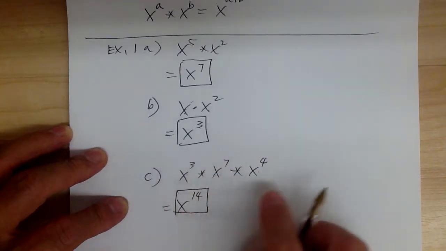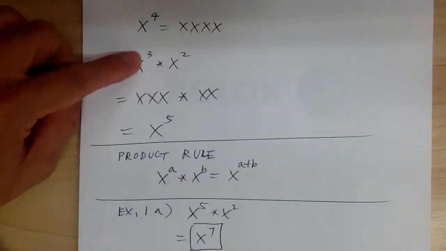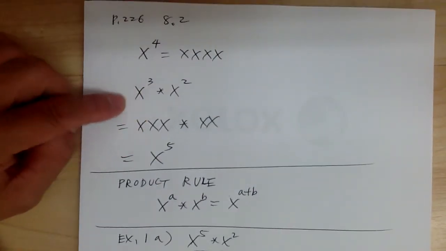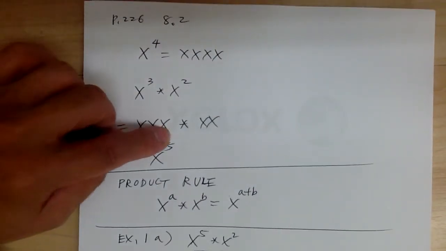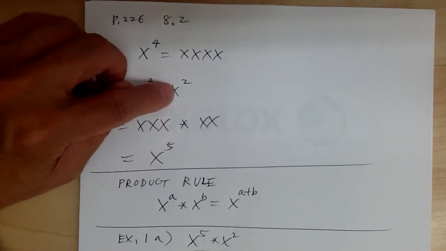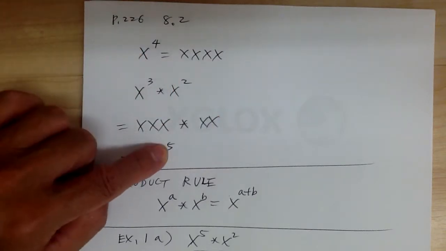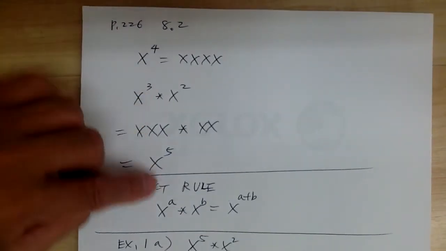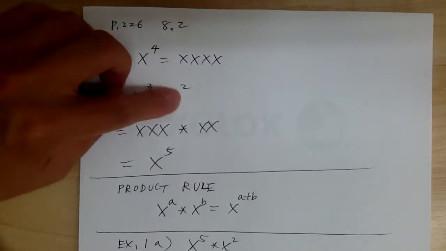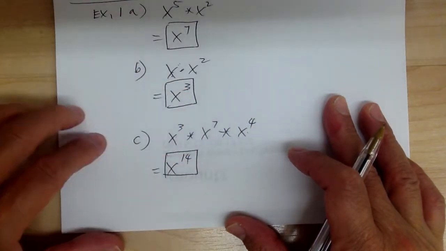Okay, and that's it. Again, the reason you add is because of this, right? Go back to this example. X to the 3 means you have xxx, right? And x squared means xx, right? When you multiply, you're going to get 1, 2, 3, 4, 5. So it's a 5 power. So when you have a product, you use the product rule. When you multiply, you add the exponents. So that's why you add 3 plus 7 plus 4 to give you 14.